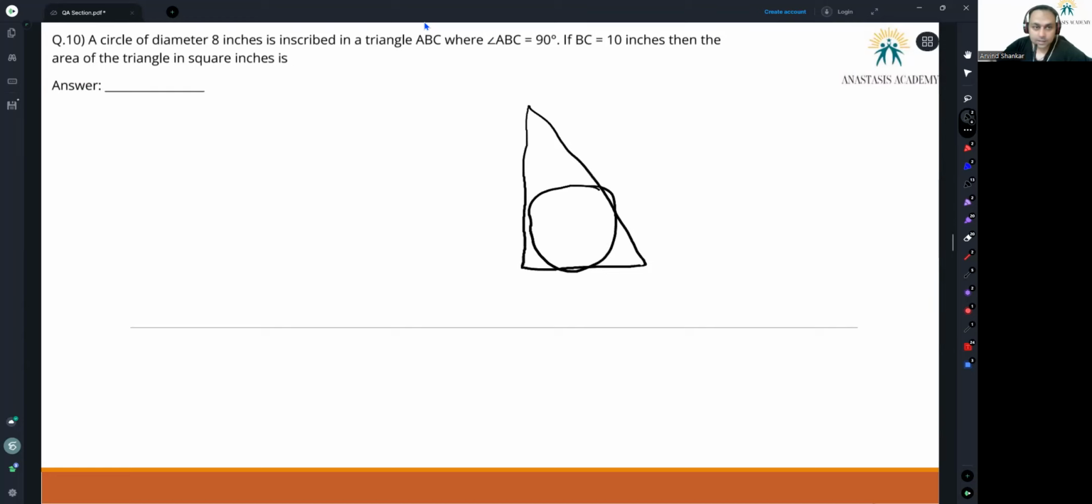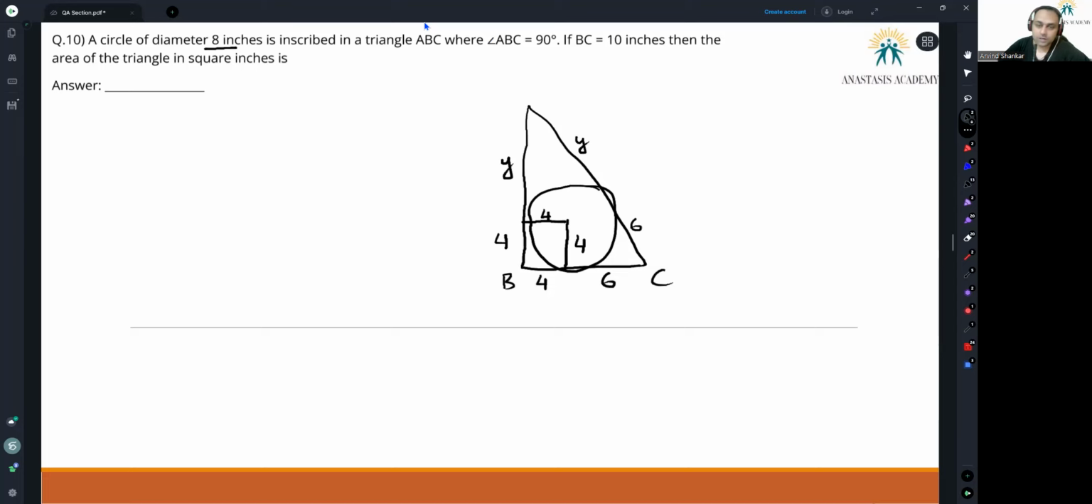If we are told the diameter is 8 inches, the radius is 4. This is B, this is C. If this is 4, this is 6. Tangent from an external point is 6. This is also 4. Tangent from an external point. This is y, this is y.